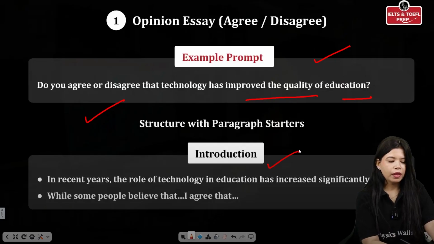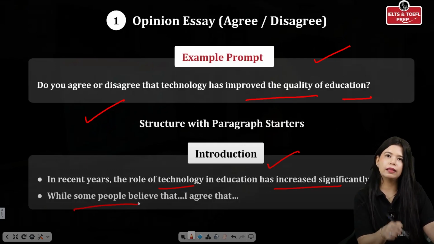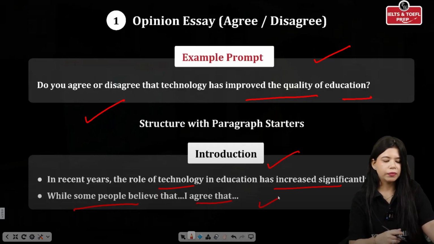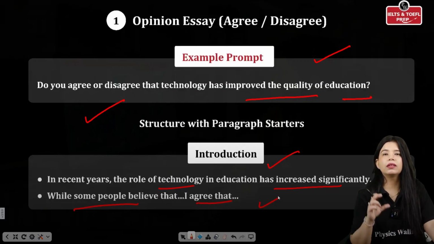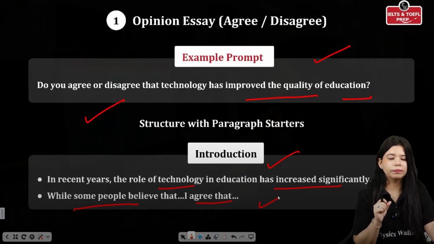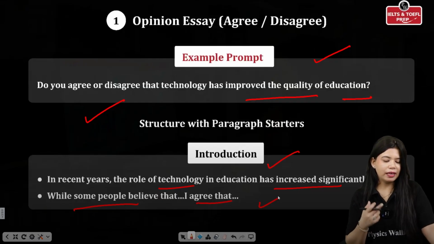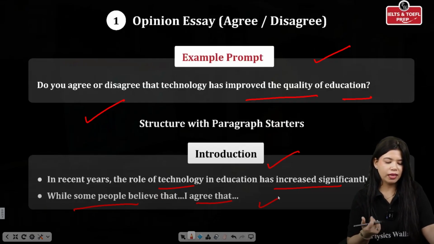Now let's take a look at the sentence starters. Here you go. You can begin like this: In recent years, the role of technology in education has increased significantly. While some people believe the opposite viewpoint, I agree that your own opinion. So this can be something that you can follow for the introduction. Do not use a lot of cramped language though. But yes, this is something that you can follow for the introduction.